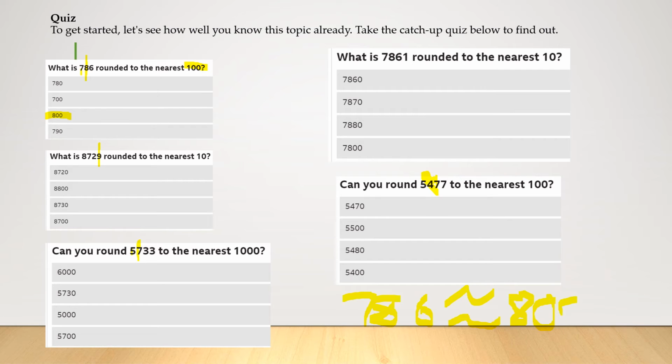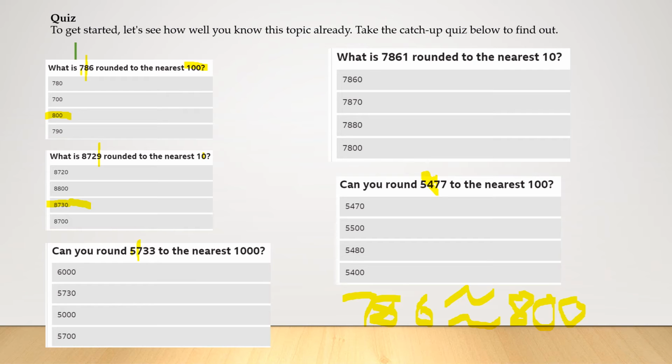Okay. So use the little estimation symbol there. Right. This question, 8,729 rounded to the nearest 10 would be 8,730. Notice I've only got 1 0 at the end of my answer there. Then we've got, can you round 5,733 to the nearest 1,000?